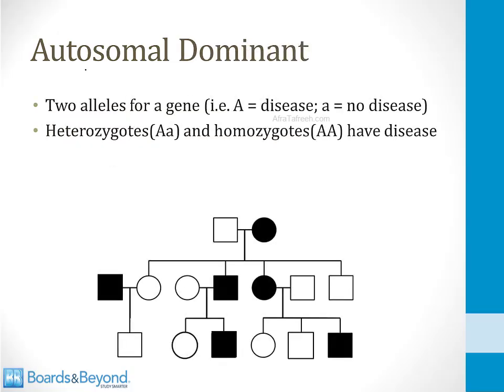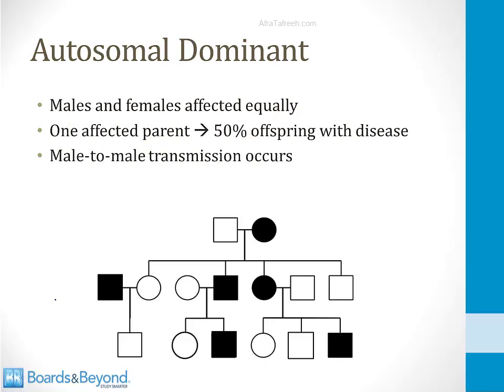Now let's talk about autosomal dominant disorders. In these disorders, the disease gene can dominate over a no disease gene. So usually there are two alleles for a gene in these disorders, just like in autosomal recessive. In this case, we'll call the capital A allele the disease allele because it's dominant, and we'll call the lowercase a allele the allele with no disease. And in autosomal dominant disorders, the disease gene is dominant. This means that both heterozygotes who have only one copy of the disease gene and homozygotes who have two copies, they both have disease. Shown on the screen is an example of an autosomal dominant pedigree.